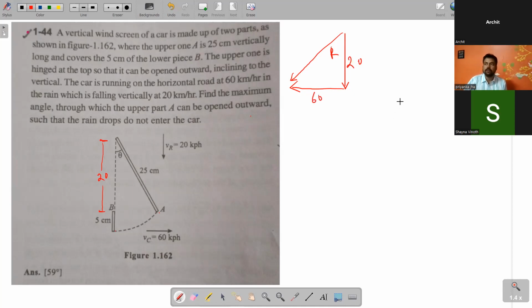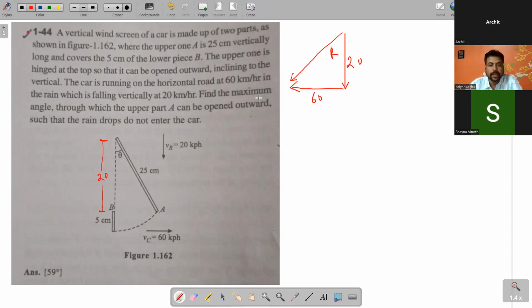Did you understand that? Rain is falling vertically. You are going towards the right, like this. So rain will fall towards you like this. So you just have to reverse your velocity and add it vectorially to the velocity of rain so that you can get the net resultant velocity of rain, right?